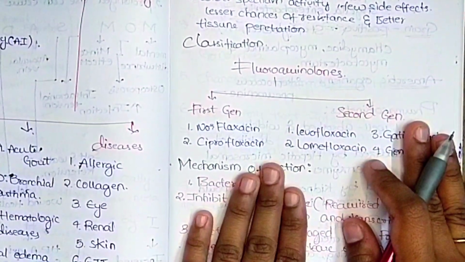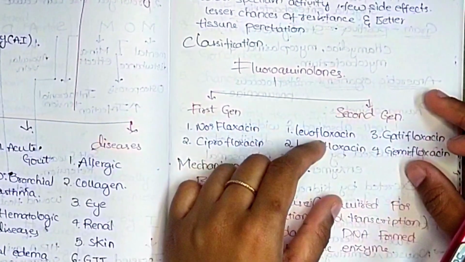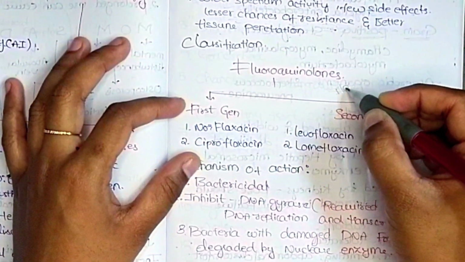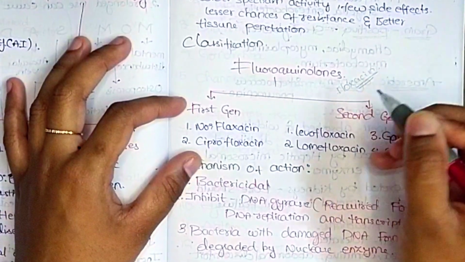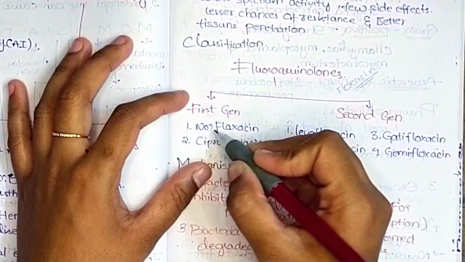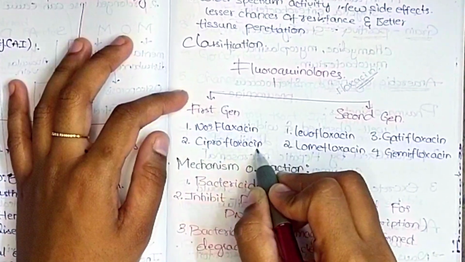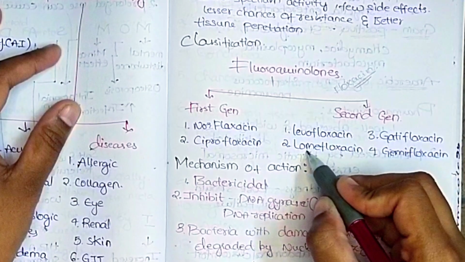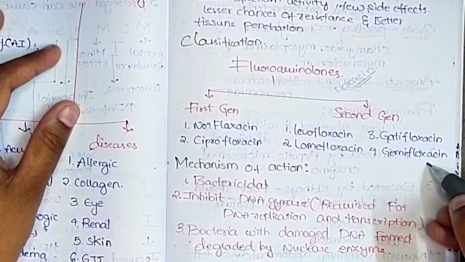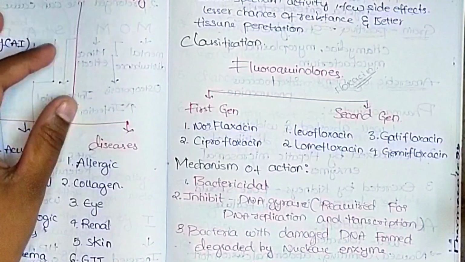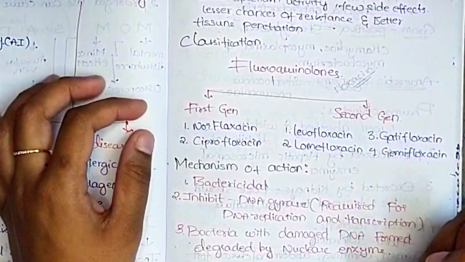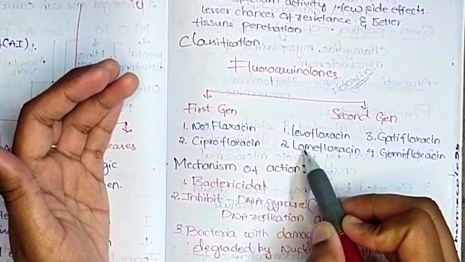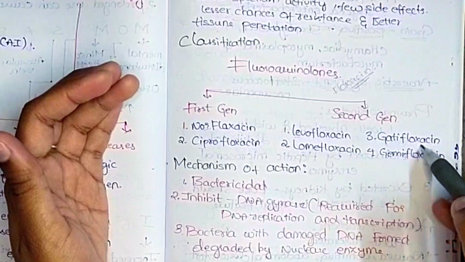The classification of fluoroquinolones: we have first generation and second generation. The suffix for fluoroquinolones is floxacin. In first generation, the prefixes are nor and cipro: norfloxacin and ciprofloxacin. In second generation, the same suffix comes with levofloxacin, lomefloxacin, gatifloxacin and gemifloxacin. To remember easily, these words start with the letters L and G. These are the things we have to learn by heart.